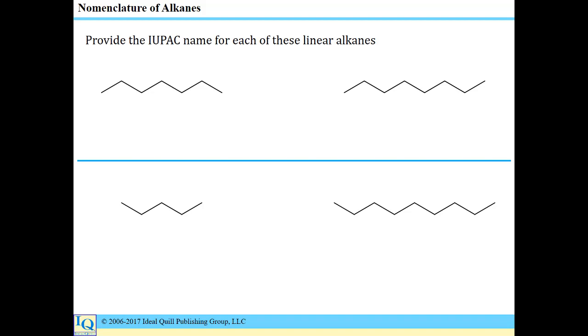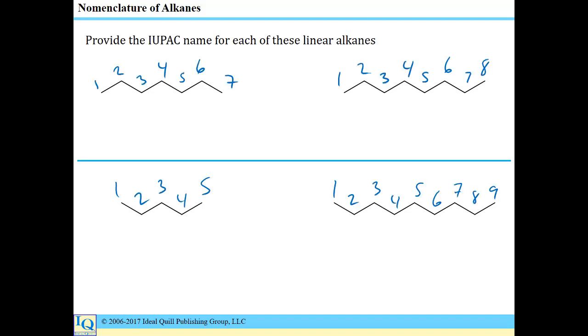Our first problem is to provide the IUPAC name for each of these linear alkanes. To do that, it's best to number these chains to figure out how many carbons are in each one. Once we've done that, it's just a matter of knowing which root is associated with each number of carbons, and then adding ane to the end of that root word. For 7, we use hept, and it's an alkane, so we add an ane suffix to that. So the first molecule is heptane.